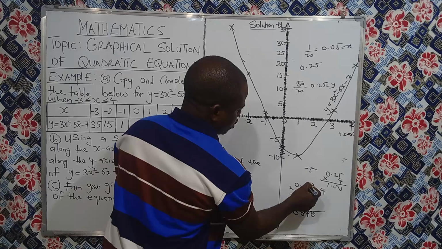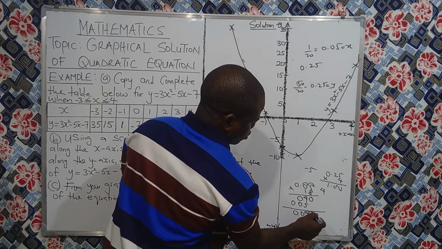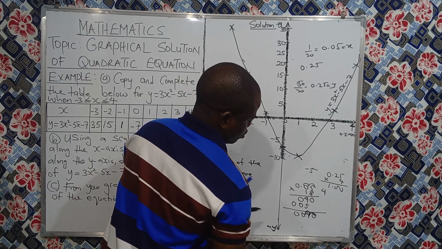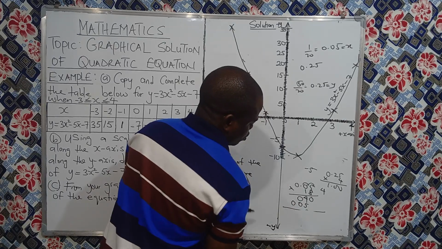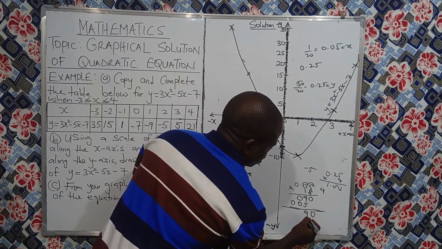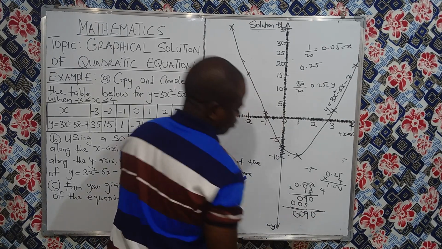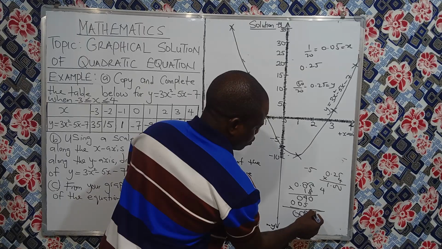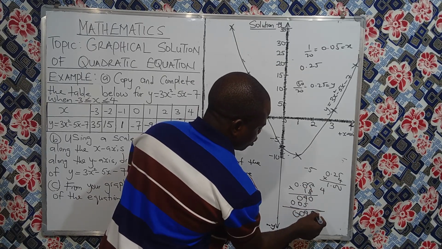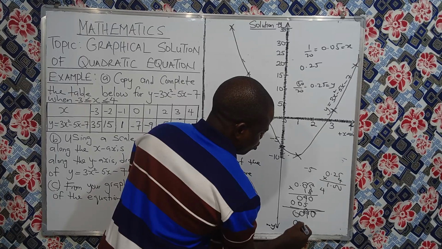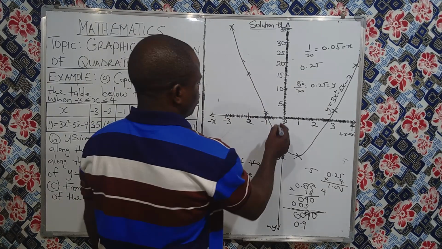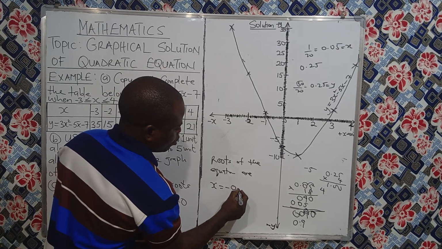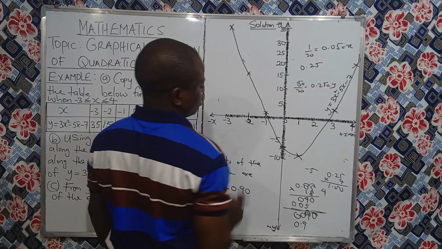We shift 2 times, 1, 2. You have two decimal places, so you have 0.90. And at this point, that's minus x, minus 0.90 at this point.